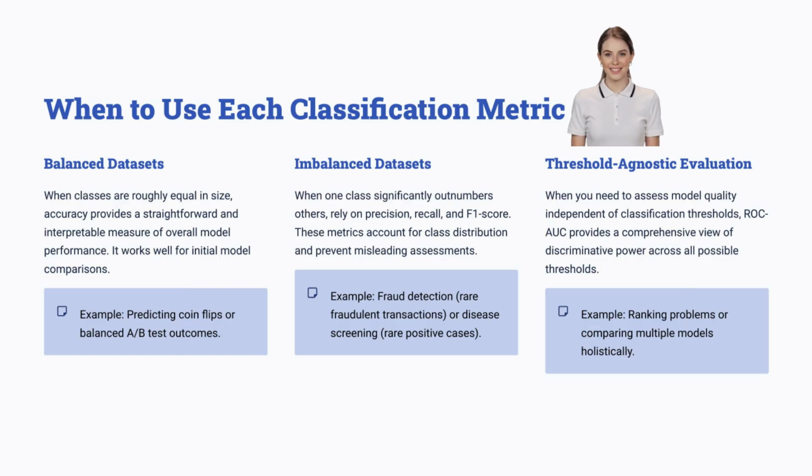For balanced datasets, accuracy is effective for evaluating model performance, such as predicting coin flips. In imbalanced datasets, precision, recall, and F1 score are crucial, especially in fraud detection or disease screening. Receiver operating characteristic area under the curve is ideal for threshold-agnostic evaluation, offering insights into model discriminative power, useful in ranking problems or holistic model comparisons.